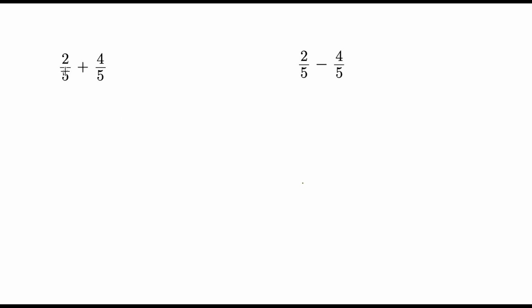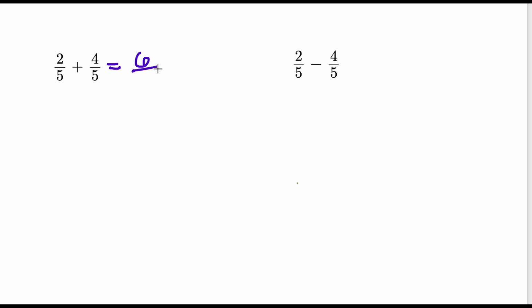Since these are both 5 in the denominator, all I have to do is add across. 2 plus 4 is 6. And remember, when adding or subtracting fractions, the denominator stays the same. So we only add or subtract the numbers in the top while leaving the bottom alone. So 2 over 5 plus 4 over 5 equals 6 over 5.